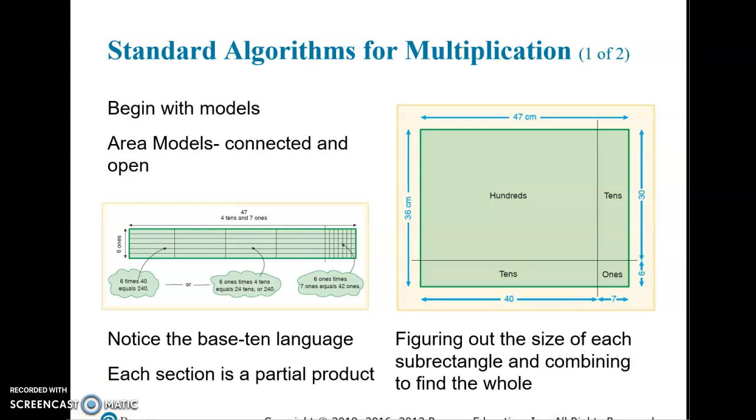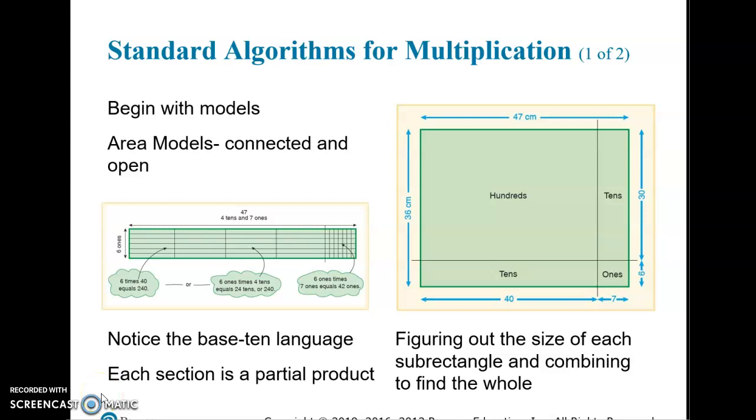The area model, which can be thought about as a connected array, uses a row and column structure to automatically organize each group equally and offer a visual demonstration of the commutative and distributive properties. This area model can also be linked to successful representations of the standard multiplication algorithm.